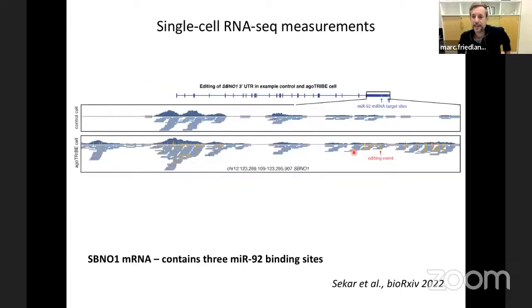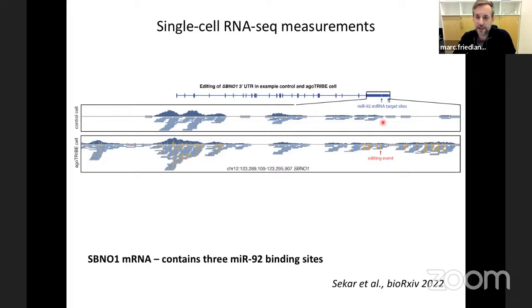So looking then at single cells. We had here one target, SBN01, which is known to contain 3 miR92 binding sites, and this is a microRNA that's highly expressed in hex cells. And you can see here a representative control cell and a representative agoTRIBE cell. So you can see that even though these are just single cells, we get a lot of data from the sensitive SmartSeq3 just for this particular 3' UTR.